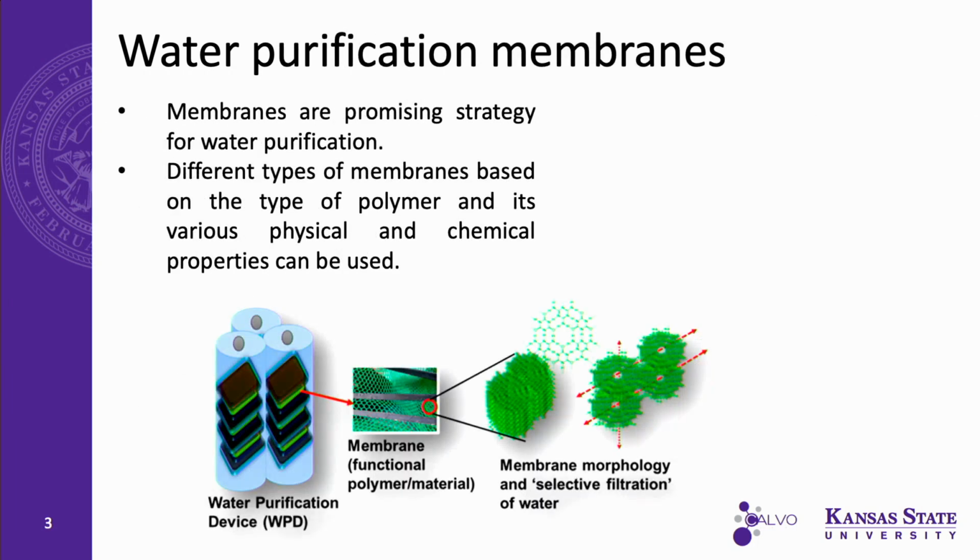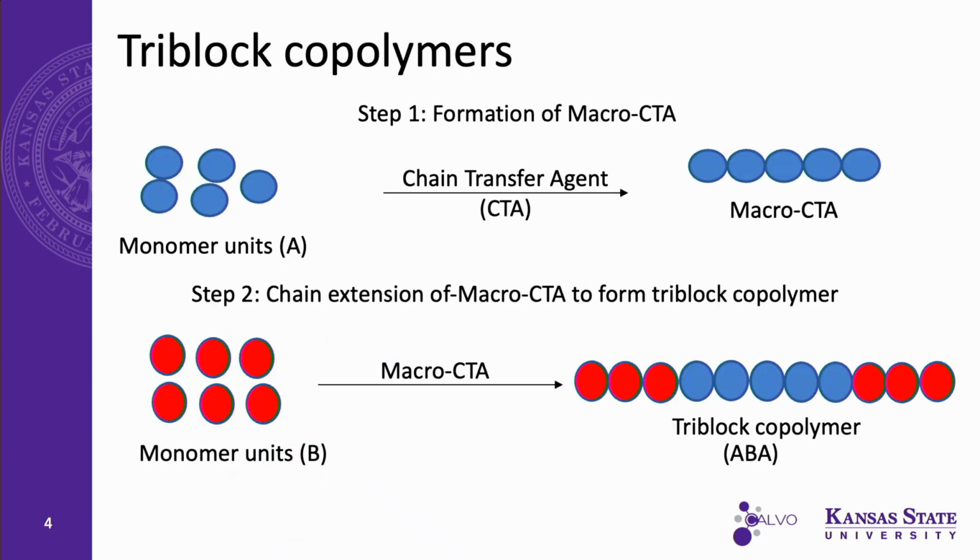So we need to find a way to make this water pure for human use, and membranes have been a promising strategy for water purification, especially polymer-based membranes whose physical and chemical properties can be changed, which can help in changing membrane morphology and also help in the selective filtration of water.